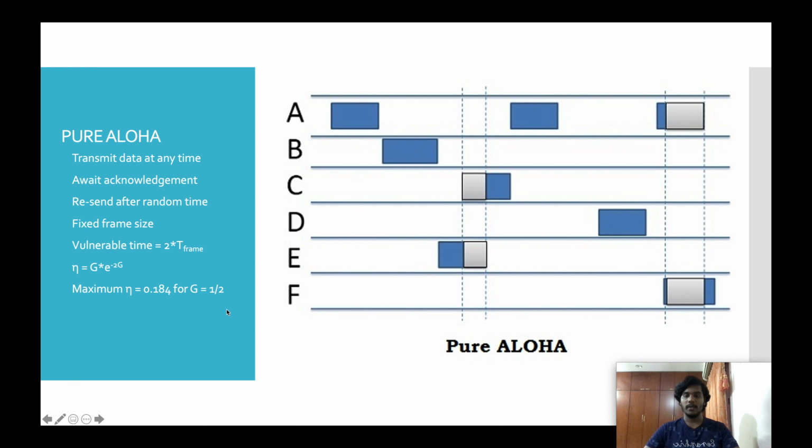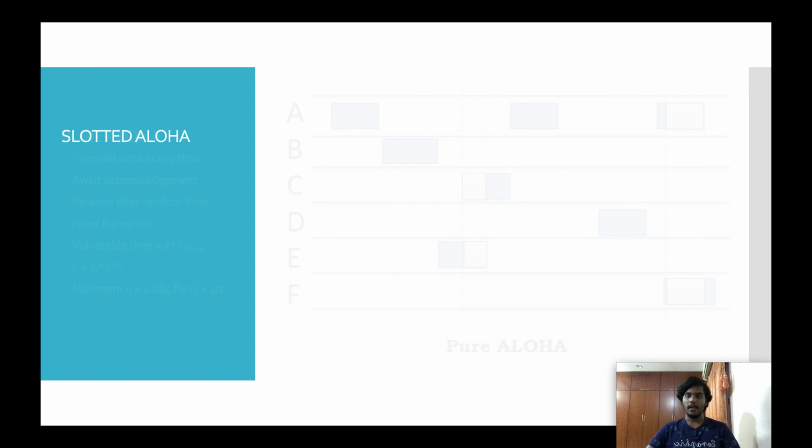Now 18.4% is very less, so out of all the data you send, only 18.4% of the bandwidth can be successfully sent. This is about pure ALOHA. Now coming to slotted ALOHA, we find it is developed as an improvement for pure ALOHA. So initially came pure ALOHA, then there were some problems and slotted ALOHA was developed.